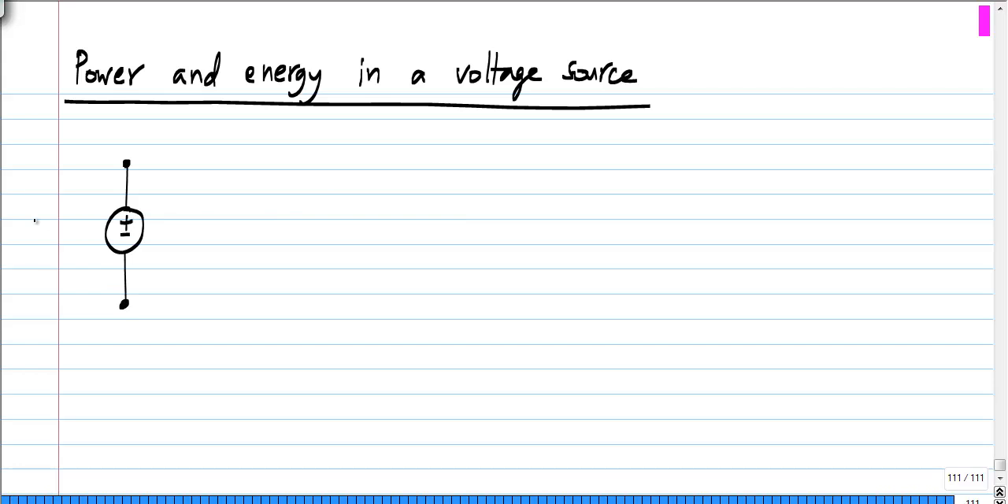So, this is a voltage source. It maintains a given voltage V equals V naught regardless of the current flowing through it, and as always I use passive sign convention for the voltage and current definitions. Now, of course, just like for any other element, the power is the product of V and I. It's important to remember that this is the power delivered to the voltage source.